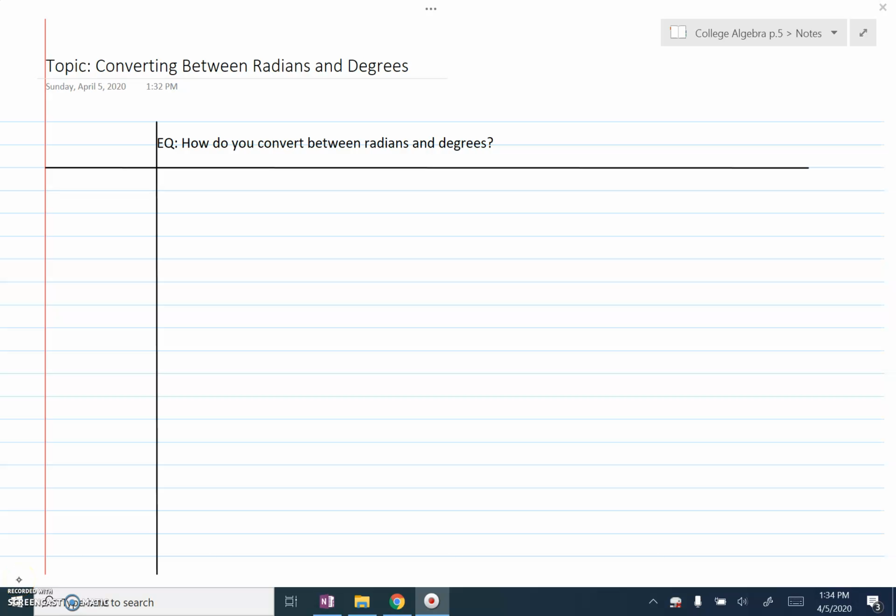Okay, so the next thing we're looking at in college algebra is converting between radians and degrees. So that's our topic for today. And the essential question is, how do we convert between them? So how do we go from radians to degrees, and how do we go from degrees to radians?